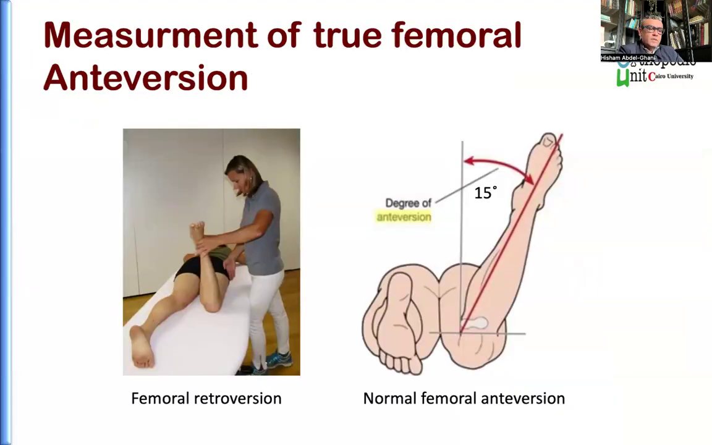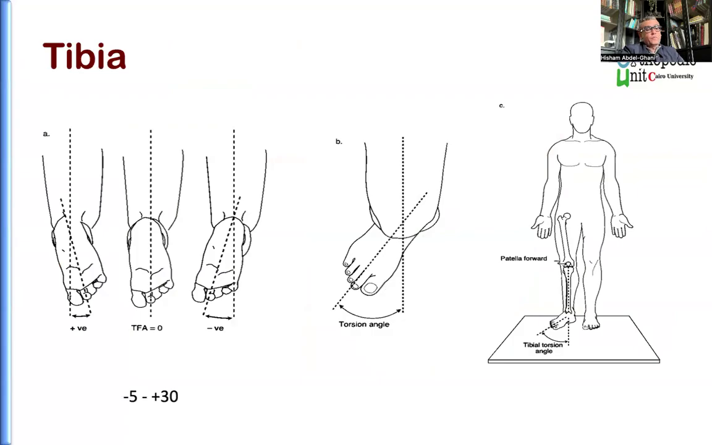To measure the degree of femoral anteversion, we have to put our hands on the greater trochanter and do internal rotation till the greater trochanter is maximally prominent. When it is maximally prominent, this is the degree of femoral anteversion. This is a clinical way to measure the femoral anteversion.